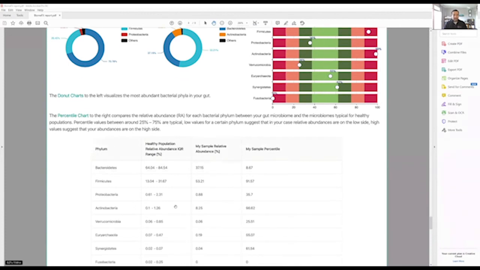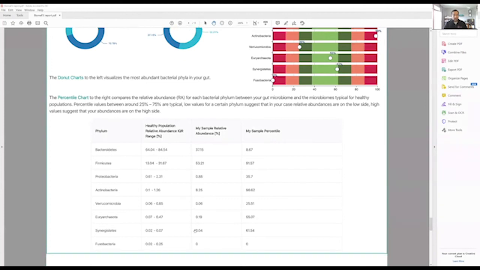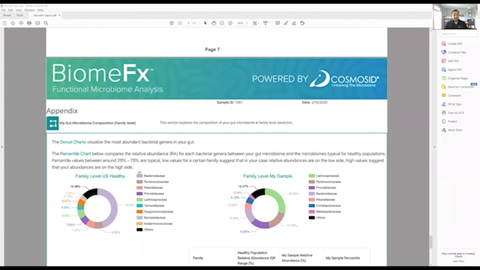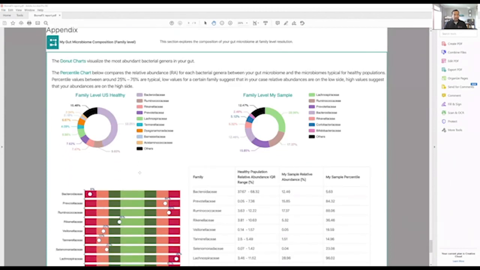This is the exact same data, but they're giving you actual numbers here for each, with the range of where the healthy population is. And then the second page of this is visualization, but down another level to the family level, right? So you've got the phylum level, which is the first page I showed you, which is the biggest groupings of bacteria. Now you get more specific into the family level of bacteria.